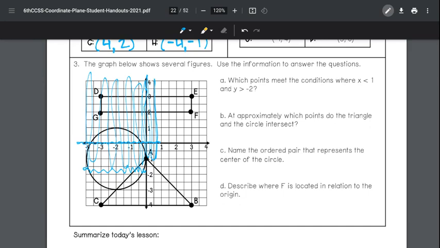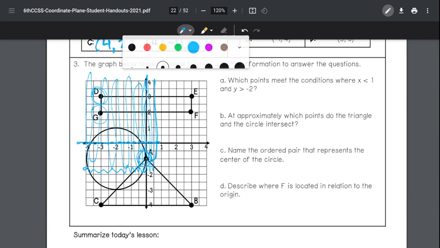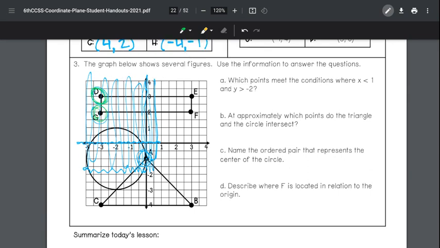Okay, so which point meets where x is smaller than 1, but greater than -2? I can see A is in my shaded area, D is in my shaded area, and G. You can see D, G, and A.